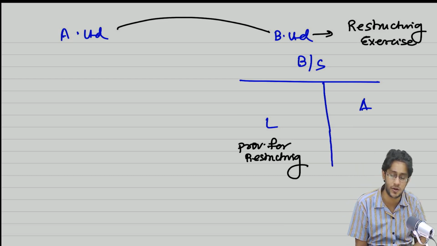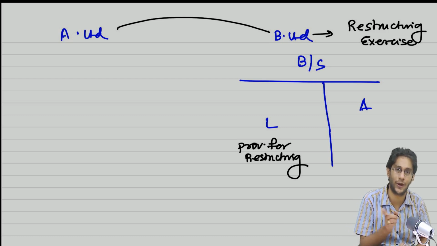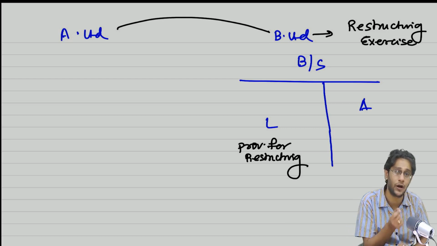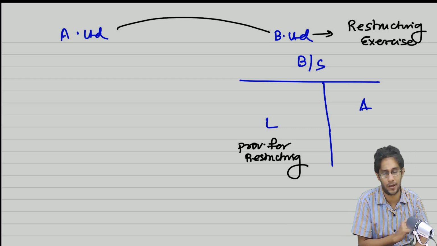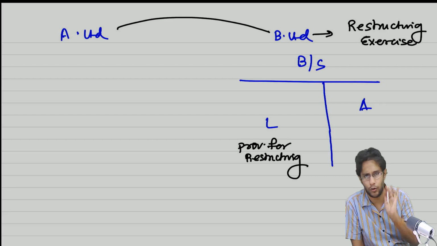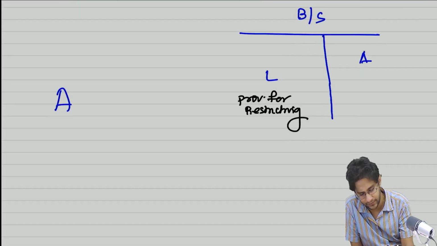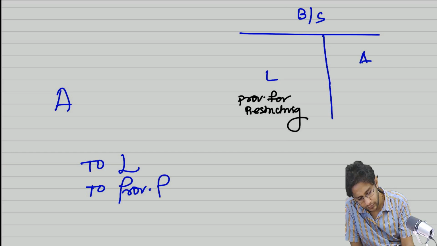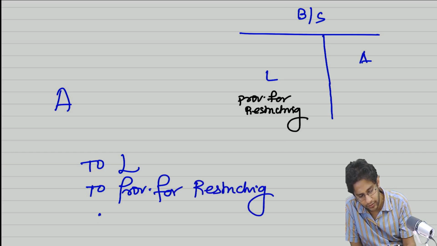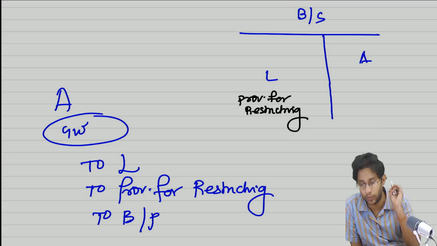Actually, who wants to do restructuring? A Limited wants to. But who announced the restructuring plan? B Limited, because of the condition kept by A Limited. Now A Limited took over B Limited. The process is: so many assets, so many liabilities, provision for restructuring, to business purchase, and the balance will be your goodwill or capital reserve.